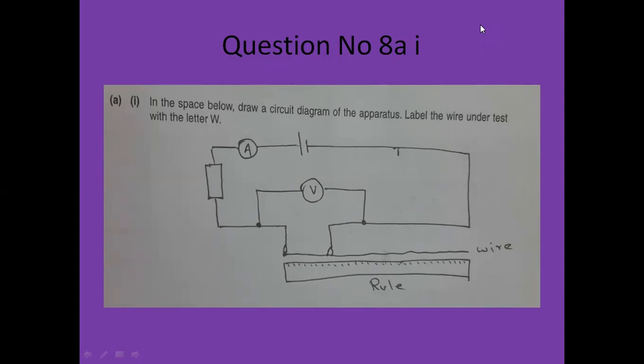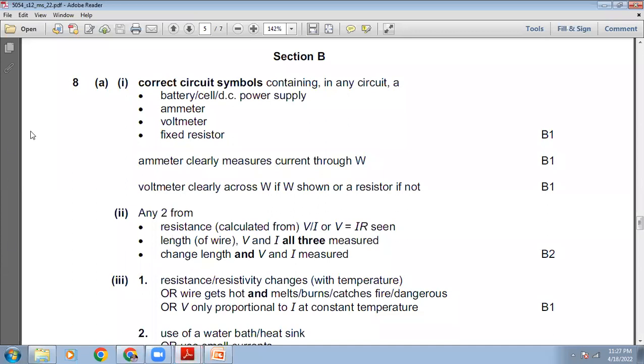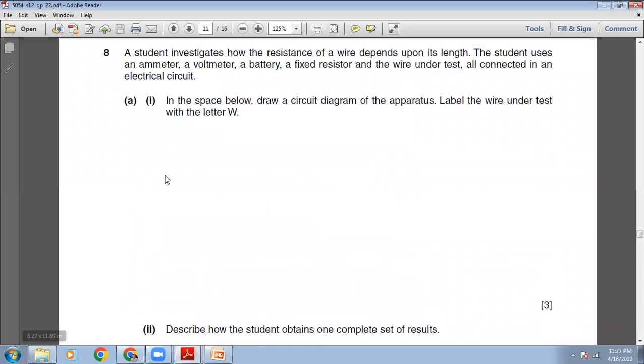The voltmeter is parallel to the wire. So it will tell you the voltage drop across the length of the wire which is being used, and the ammeter will tell you how much current is flowing through that wire. So this is the circuit diagram which you have to draw. Hopefully you understand. So let's go to the mark scheme: containing in any circuit a battery, cell, or power supply, ammeter, voltmeter, and fixed resistor. Ammeter clearly measures current. The voltmeter is clearly across the W, if W is shown, or a resistor if not. So this wire is W.